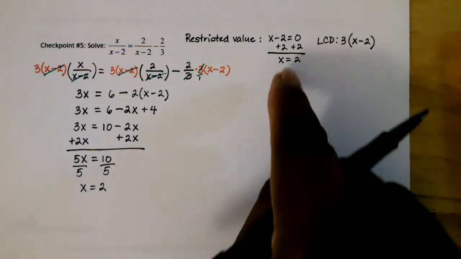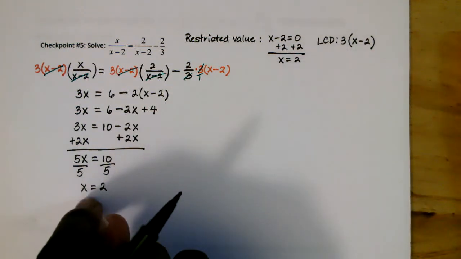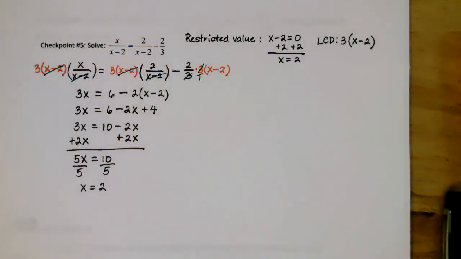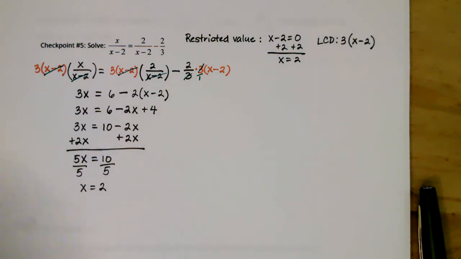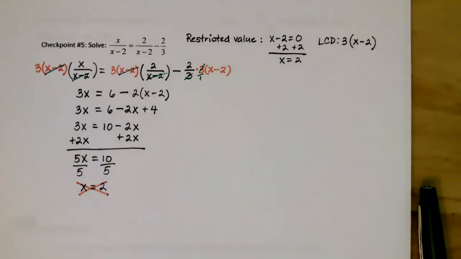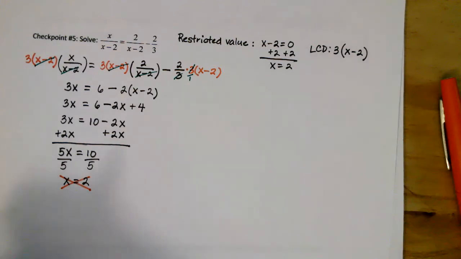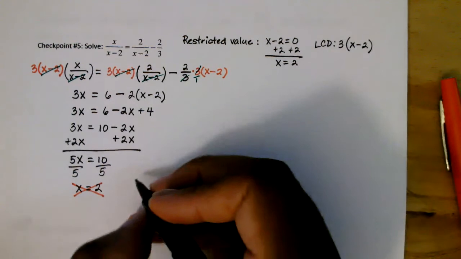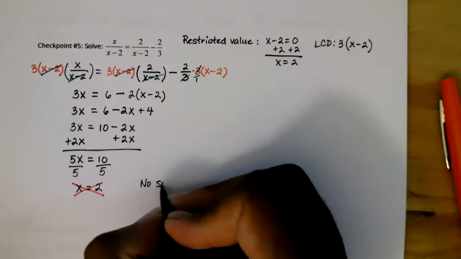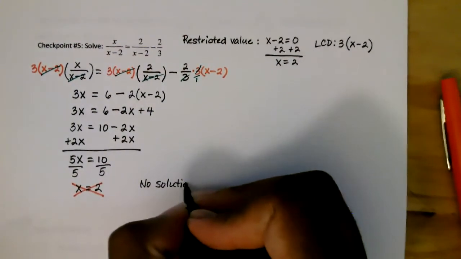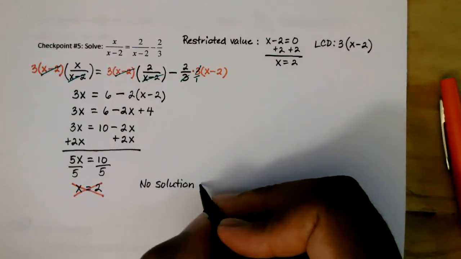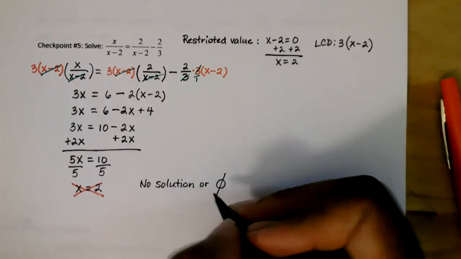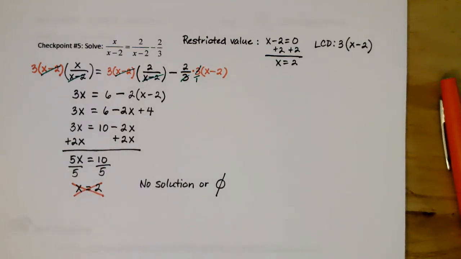Now let's compare that to our restricted value. X equals 2 is our restricted value here. So that means we need to cross out that x is equal to 2. And that's going to mean that this rational equation has no solution. No solution. Or we can use a circle with a slash to indicate the empty set, because there's no value of x that will satisfy that equation.